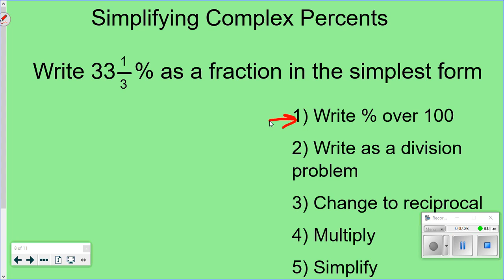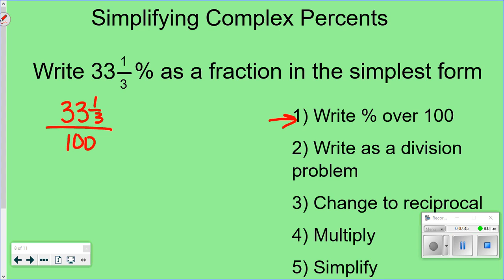So I'm going to follow my step process again. Like I said, the only thing that's different is we have to create a fraction or a complex fraction with it in the beginning. And you do that by taking your percent. So this is step 1. Take your percent, and you're writing it over 100. That's the only thing that's different with this, okay?